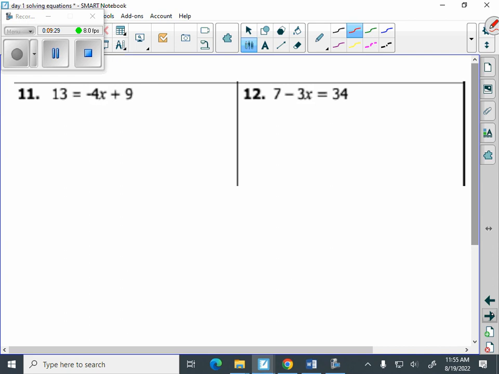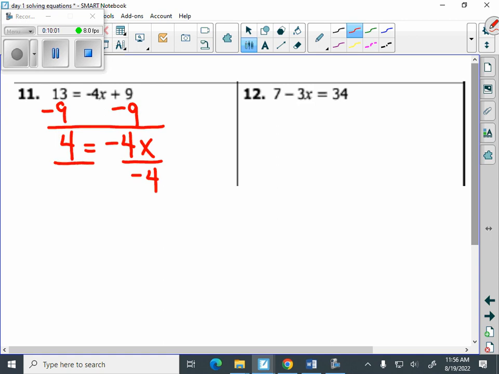But what we want to do is isolate the variable, which means get the variable by itself, and then we'll solve. So to get this variable, -4x is the term that has the variable in it, by itself, we're going to start by subtracting 9 from both sides. And when we subtract 9 from both sides, 13 minus 9 is 4, equals -4x. Again, do not hesitate to use Desmos. And then lastly, this is -4 times x. Now we're going to undo that multiplication by division, dividing both sides by -4, and we end up with x equals -1.